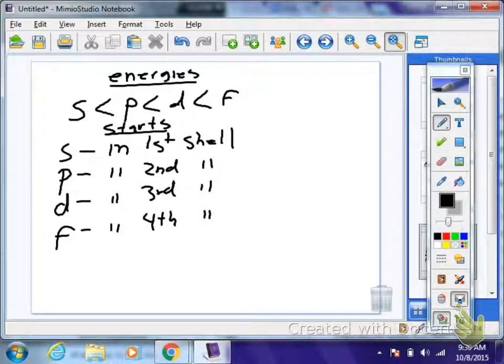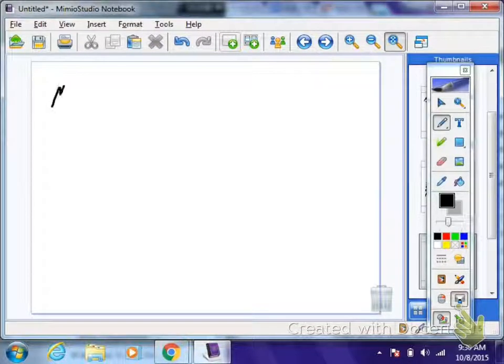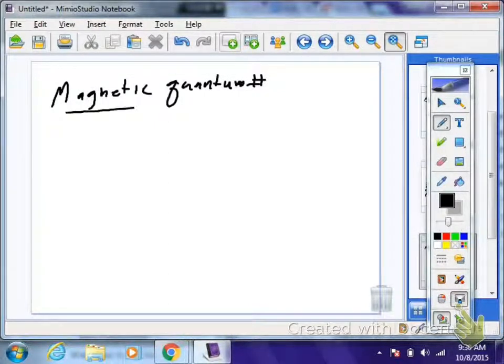Now we're going to introduce probably the most important one to try to put all this together, and it's that magnetic quantum number. It's symbolized with an M. And I've had you put down orientation. You can add to that if it makes sense. Orientation or pathway.